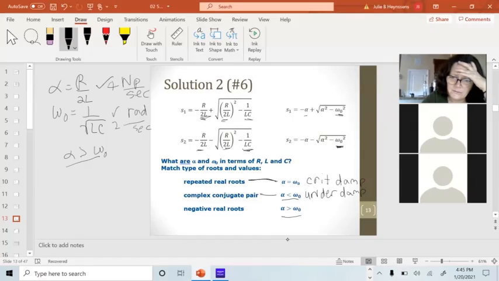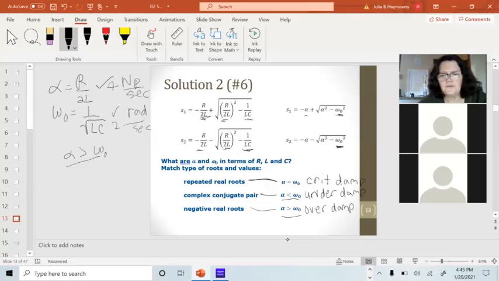If you have negative real roots, you have overdamping. Alpha's bigger, yes. You have overdamping. The person who originally wrote these slides made these all multiple choice problems, where you had matching problems. I put them all in order because it's easier to talk about.